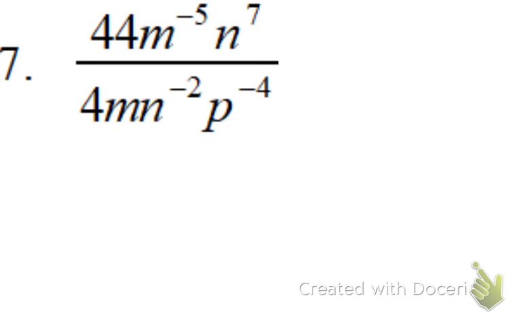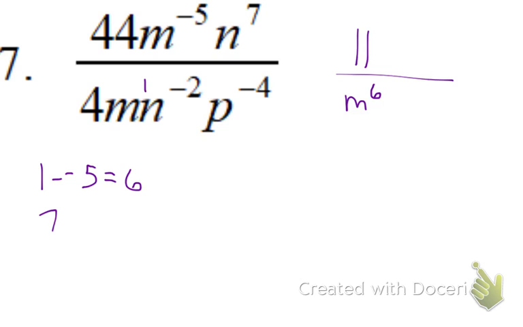Divide. 44 divided by 4 gives us 11 on top. For your m's, you've got exponents of 1 and negative 5, so 1's bigger. 1 minus a negative 5 is 6. m to the 6th will go on the bottom. For the n's, we've got 7 and negative 2. 7's bigger. 7 minus a negative 2 is 7 plus 2, that's 9. And n to the 9th goes on the top because 7 was bigger. For the p's, you can think of it as p to the 0 and do 0 minus a negative 4, which is positive 4. The 0 would be bigger, put p to the 4th on top.